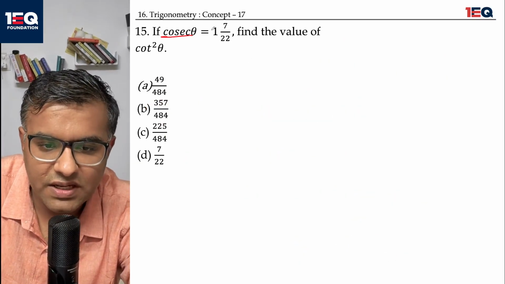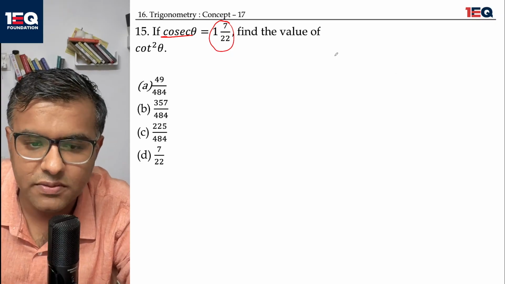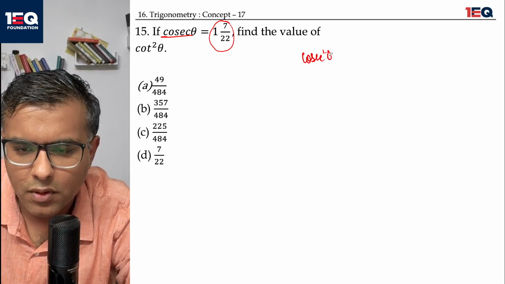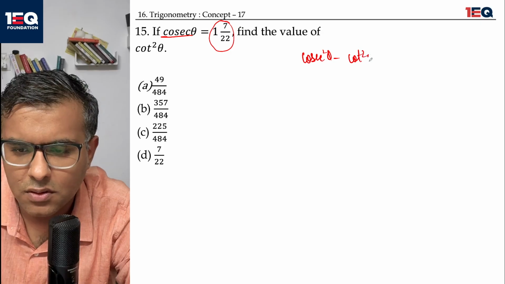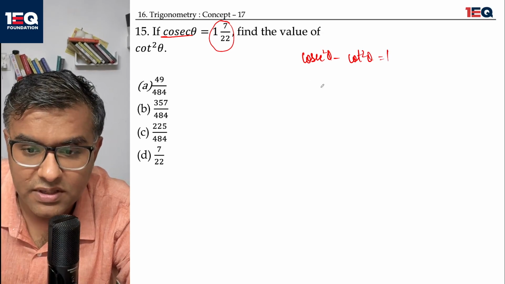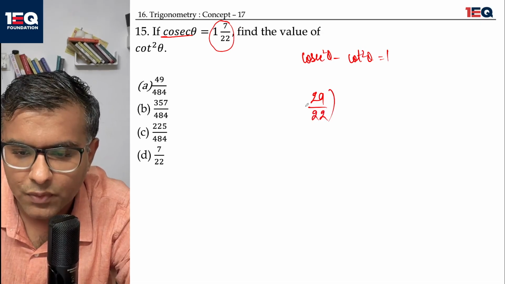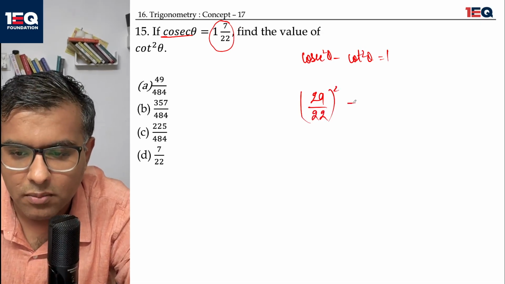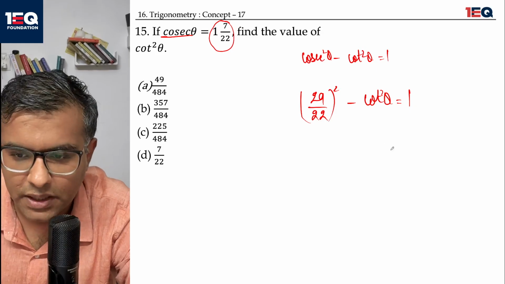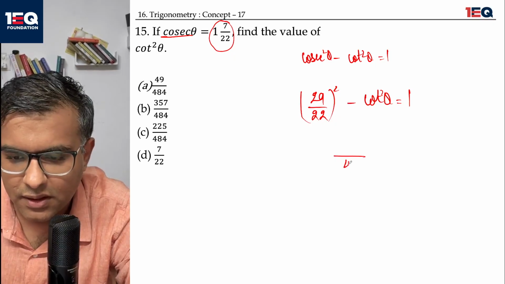So I have cosec theta is equal to 29 by 22. Find the value of cot square theta. We'll be using the same simple formula: cosec square theta minus cot square theta is equal to 1. Cot square theta is something I need to find out. Cosec square theta, I'll do it quickly. This is 29 over 22. Both of them need to be squared, minus cot square theta, the question which is required, and minus 1 would be done here itself.